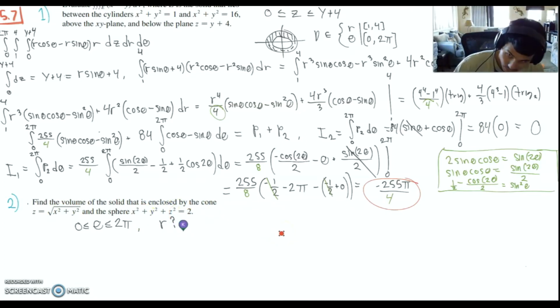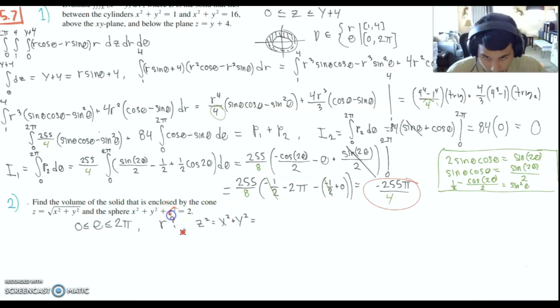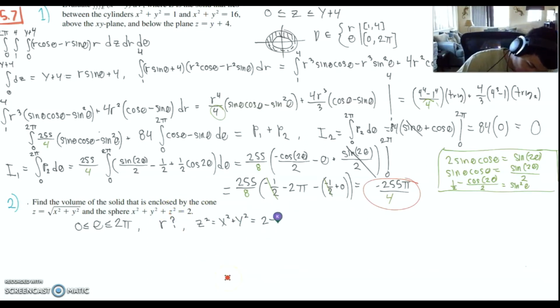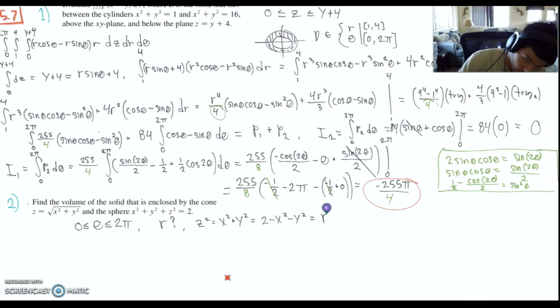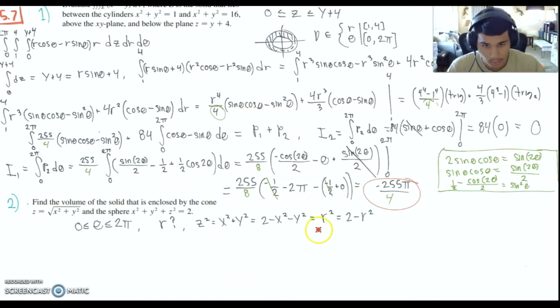Let's do it. So we would see that z squared is equal to x squared plus y squared, which is equal to, remember, I just want z squared by itself here, so it's going to be 2 minus x squared minus y squared. And if we insert our polar equation of x squared plus y squared is equal to r squared, we know this is 2 minus r squared. Okay, so that all makes perfect sense, right? I mean, all we did is set z squared equal to z squared, and then we just inserted r squared, right?